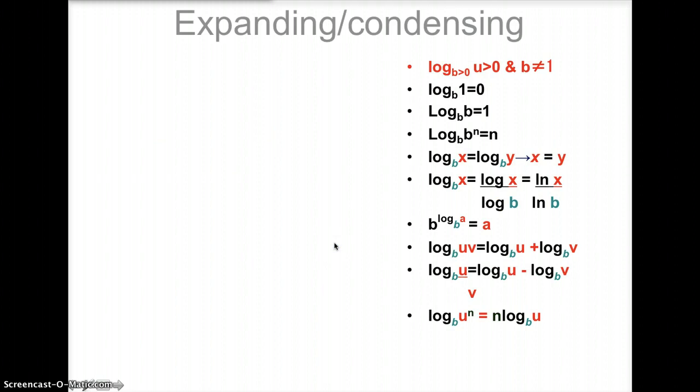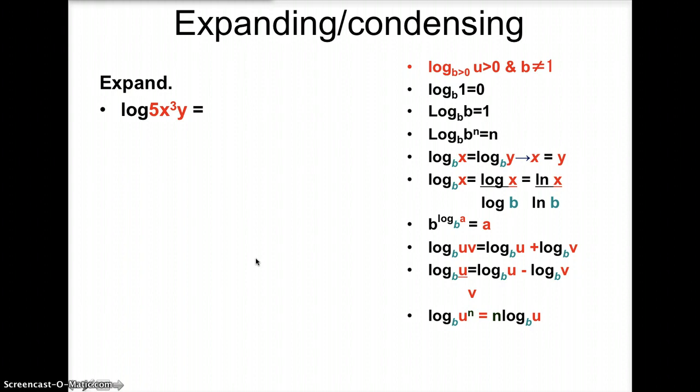Let's go to the next slide. Again, this is expanding. Now expansion is using these three rules on the bottom right here. Multiplication is turned into addition, and division is turned into subtraction, and the power comes out front.